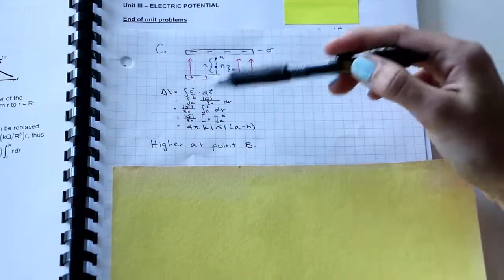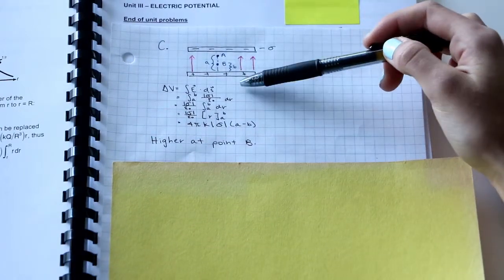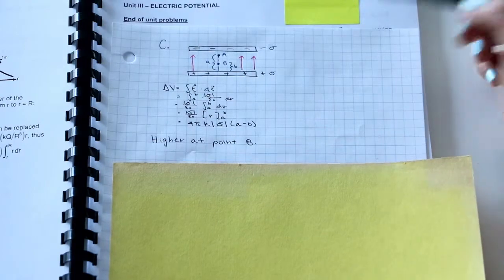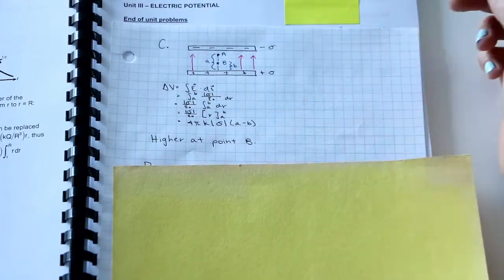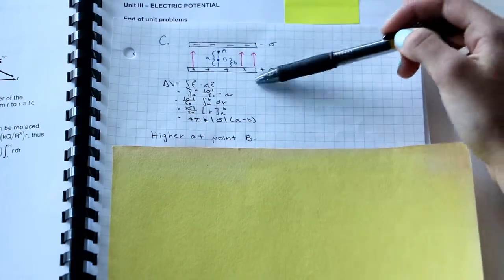And this one, it's higher at point B because you're going from A to B, so it's higher at point B because it's the opposite direction of the E field, because the pink lines are the E field and you're going the opposite direction. So it's higher at point B because it's closer.